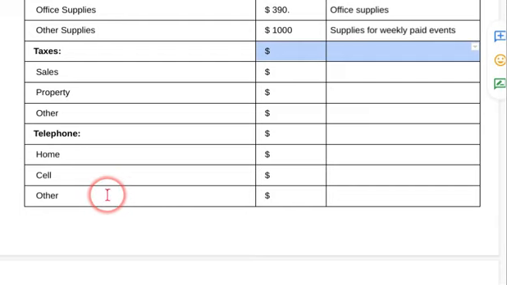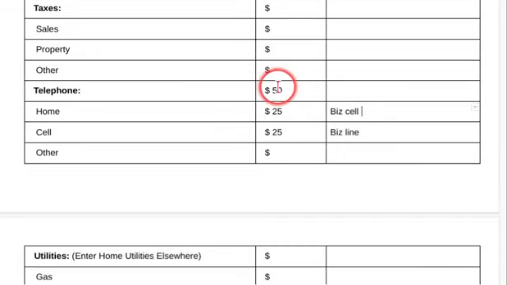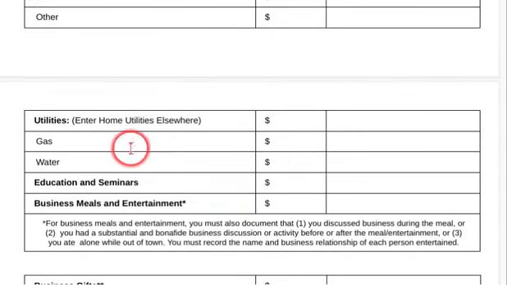Telephone, home, sale. Okay, so if you spent 50, 25 here, 25 there, you put biz line. I'm just getting lazy, but you definitely are going to be more descriptive however you like in your records. But home 25, biz sale, and then utilities, enter home, utilities elsewhere. So this is only for the location pertaining to this business.